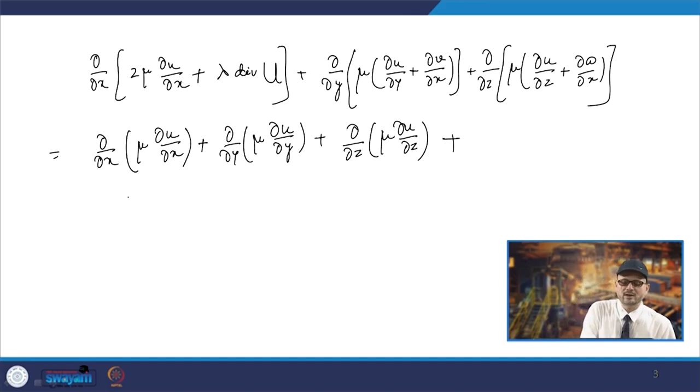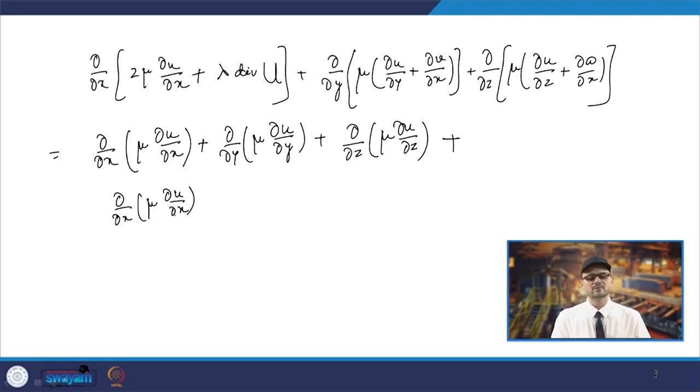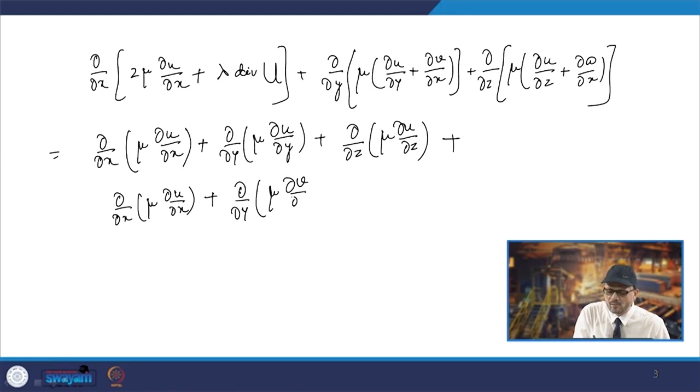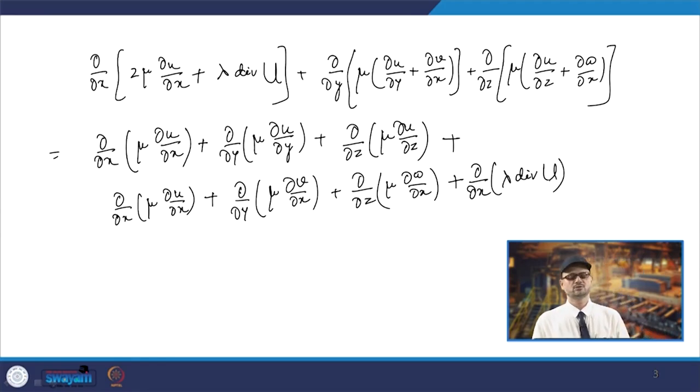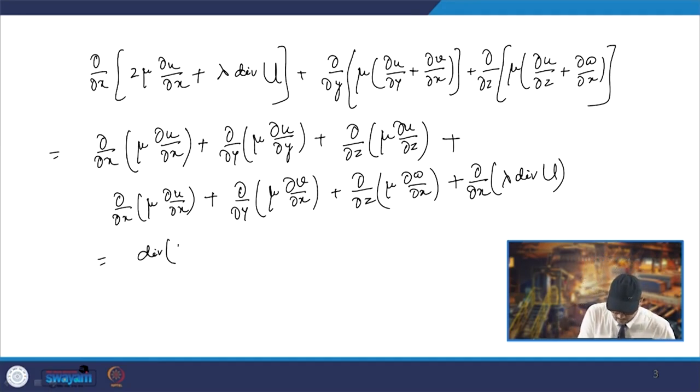Now you have other terms like ∂/∂x of mu ∂u/∂x, then ∂/∂y of mu ∂v/∂x. Similarly, you have ∂/∂z of mu ∂w/∂x. And you are left with the term ∂/∂x of lambda div u. So now this term can be written as div of mu grad u.